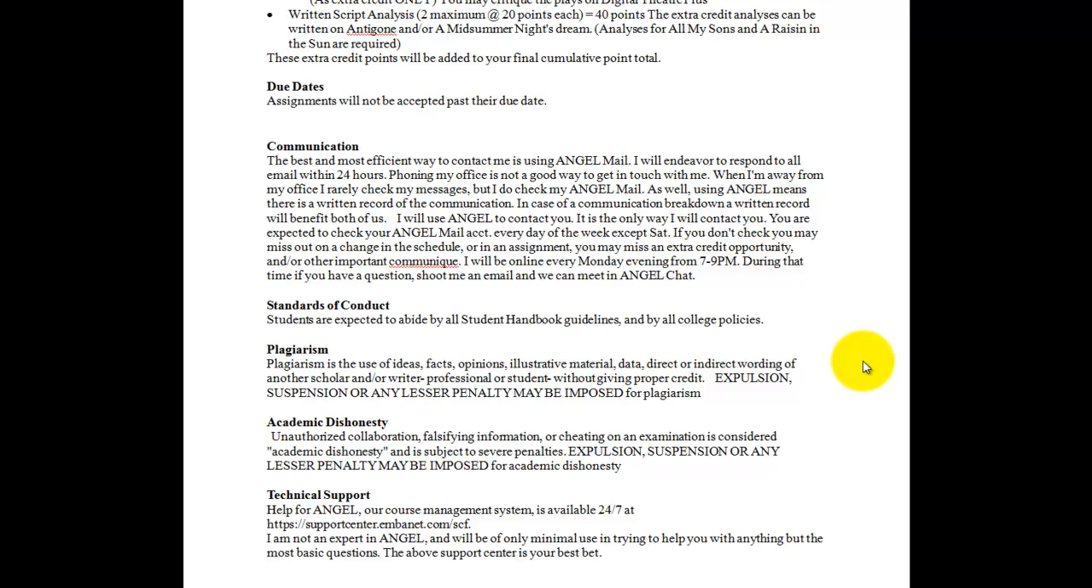Academic dishonesty. Unauthorized collaboration, falsifying information, or cheating on an examination is considered academic dishonesty and is subject to severe penalties. Expulsion, suspension, or any lesser penalty may be imposed for academic dishonesty. I have students tell me all the time the ways they are dishonest in their online classes, or at least operate in the gray area.